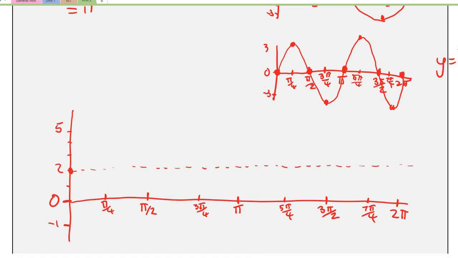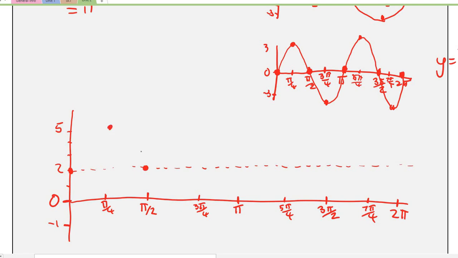My next critical point, all we've done is shifted it up 2. Instead of being at 3, it's going to be at positive 5. Back down. Jeez, that is so crooked. It's embarrassing.